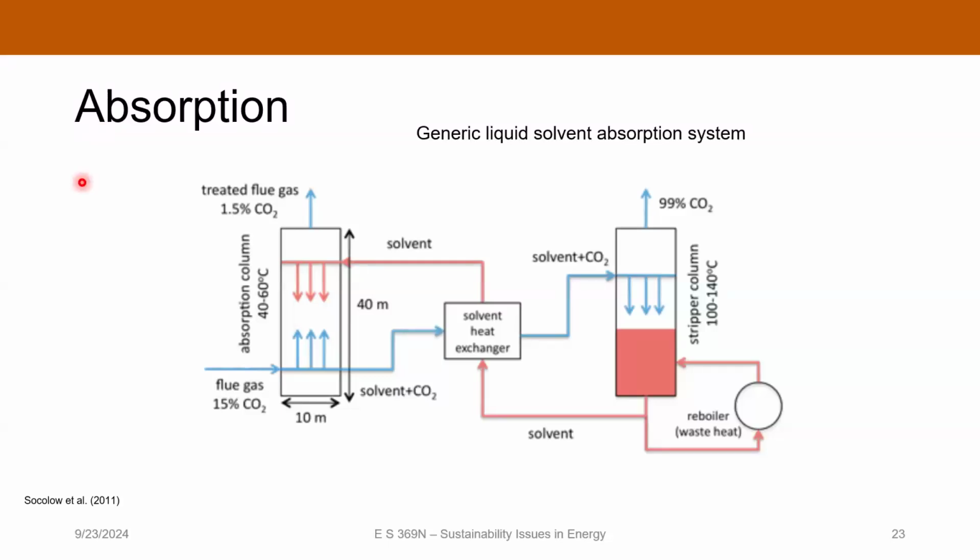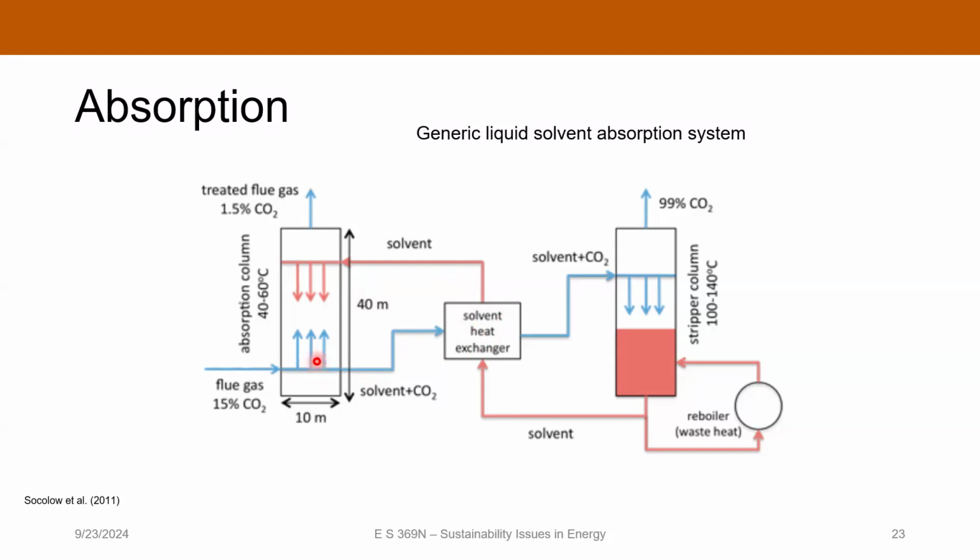The way this works is we are using some kind of liquid solvent that preferentially absorbs the carbon dioxide into it. We've got the flue gas coming in to this column, this absorption column here. This is where you have your solvent, and it's usually at slightly elevated temperature, between 40 and 60 degrees Celsius. What comes out here is solvent with the CO2 in it, and it goes through a heat exchanger.